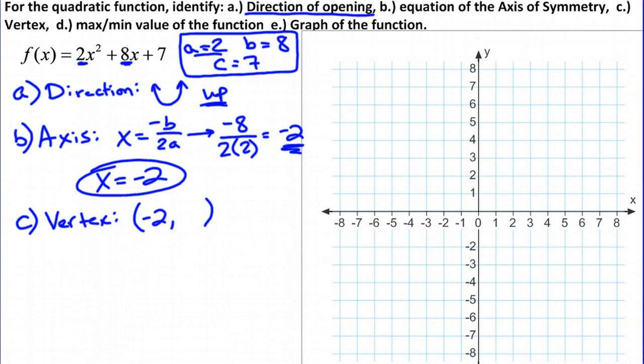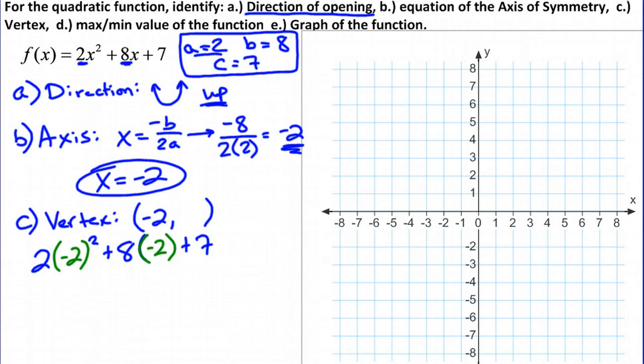So now we just need to find the y-coordinate that goes with it, and we do that by taking the x value that we found and plugging it into the function. So we've got 2 times negative 2 squared plus 8 times negative 2 plus 7. And then we begin to work that out.